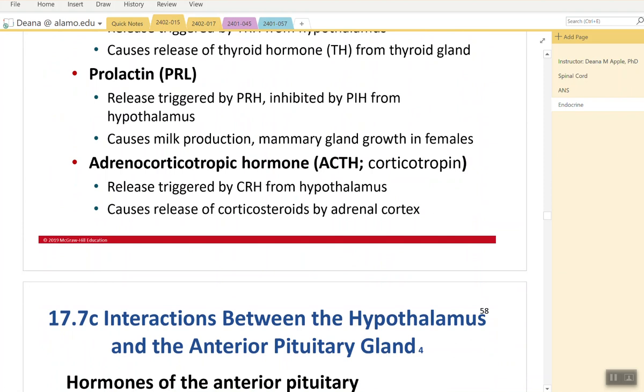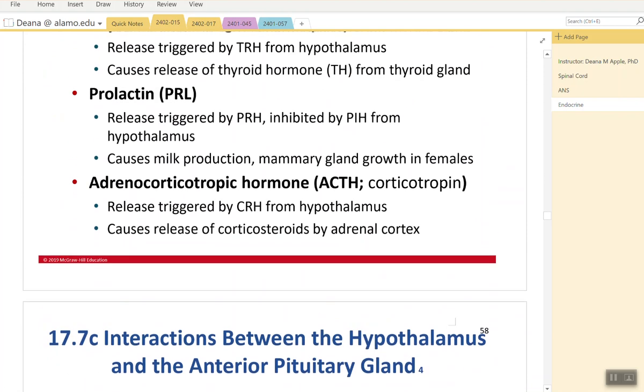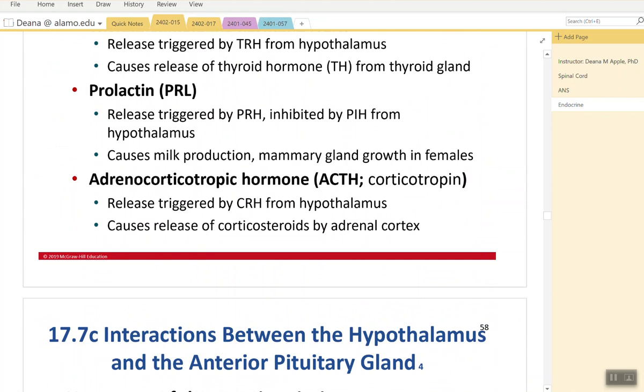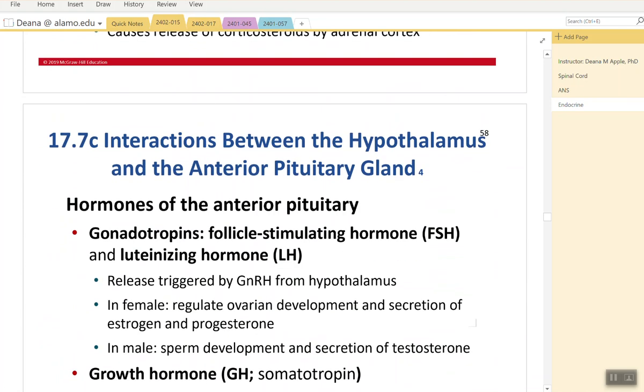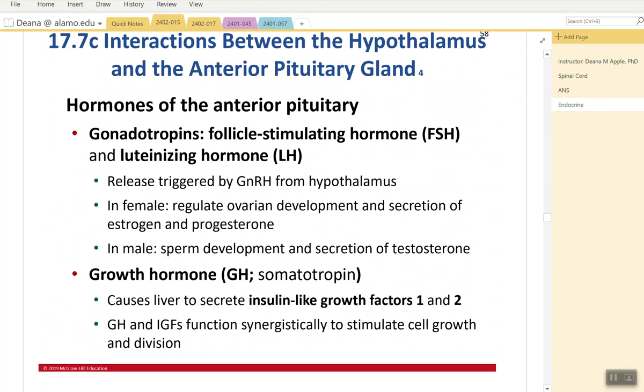Adrenocorticotropic hormone, or ACTH. This is also called corticotropin, and it is released when CRH, corticotropin releasing hormone, is released from the hypothalamus. This causes your adrenal gland to release corticosteroids. So you guys seeing a pattern here? Yeah, okay. Again, scientists are not super creative.